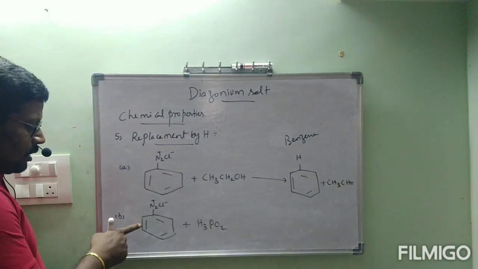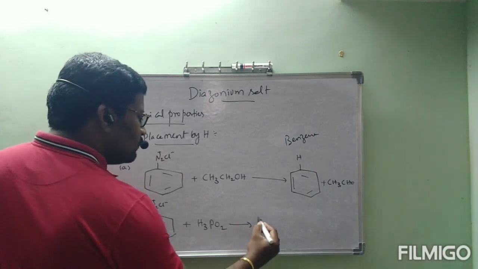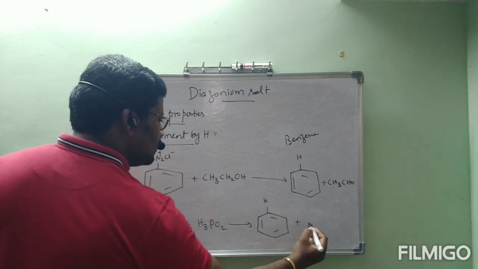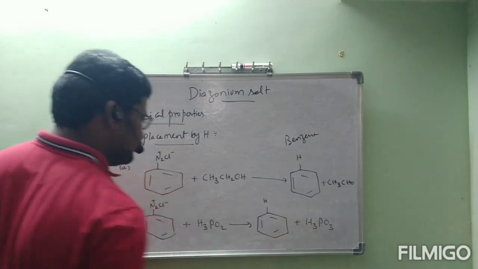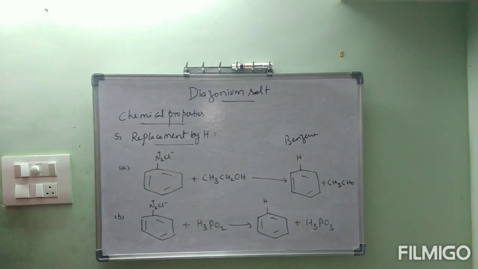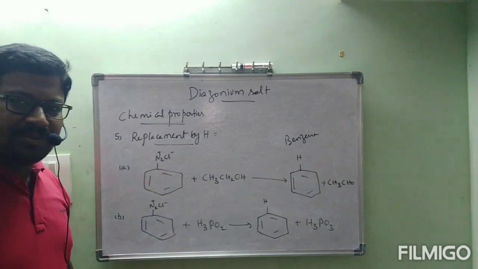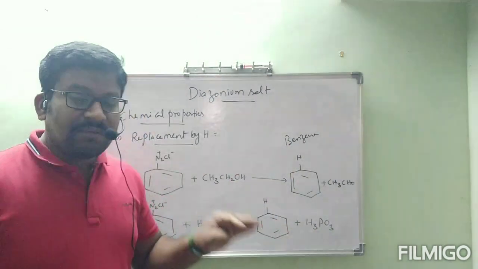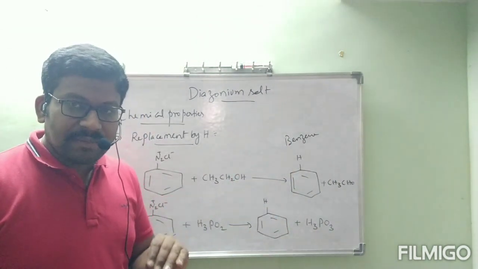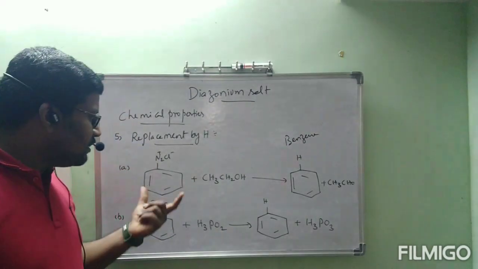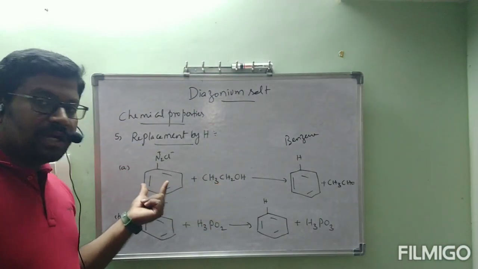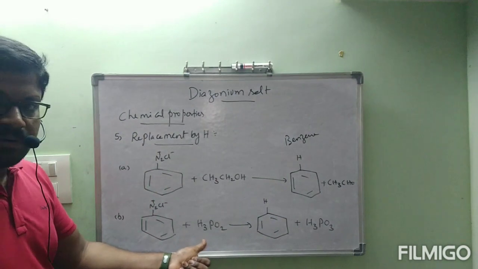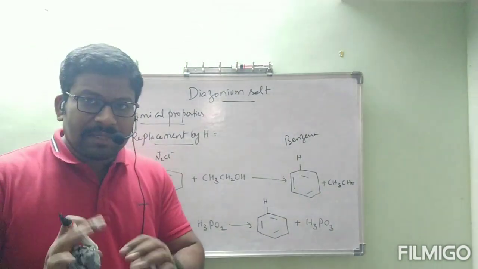Same thing, benzene diazonium chloride reacts with H3PO2 to form the same benzene plus H3PO3. Same benzene plus H3PO3. Remaining side products, no problem. Even balancing is not needed. We need to remember what the main product is. That is the key in organic chemistry. No need to balance the whole reaction. If you remember the reagent, suppose benzene diazonium chloride plus alcohol, you will get benzene. That is enough. Benzene diazonium chloride plus H3PO2, we will get benzene. If you are able to remember like that, it is okay.